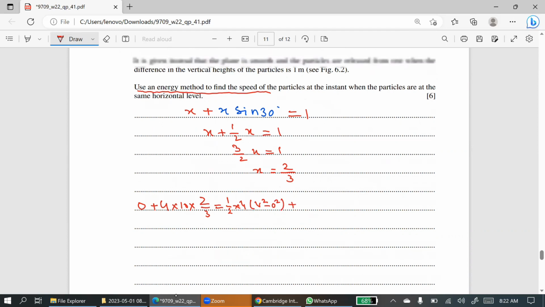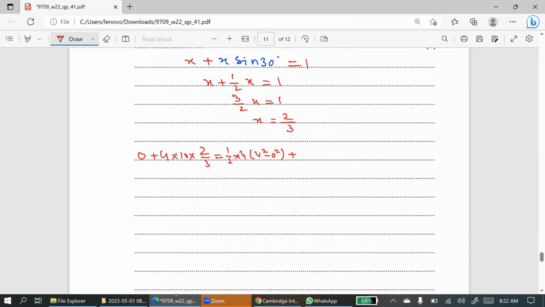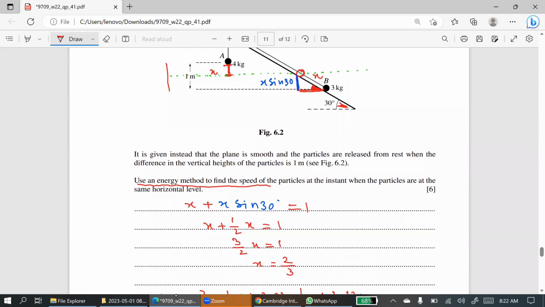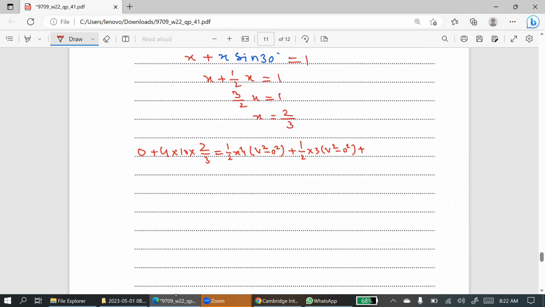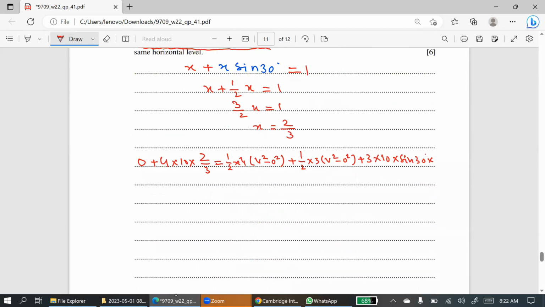Plus there is a gain in kinetic energy of B, and because both the particles are connected, the speed of both the particles is the same: half into 3 into v square minus 0 square. Plus there is a gain in potential energy of the particle B, which is equal to mg sine 30 into the height moved. Height moved is x, which is equal to 2 by 3.